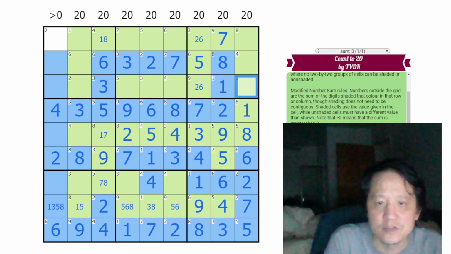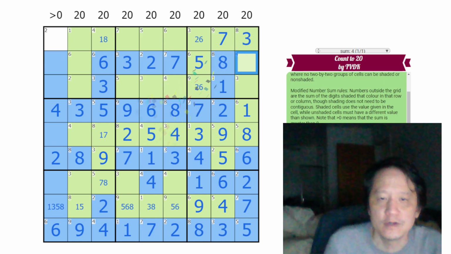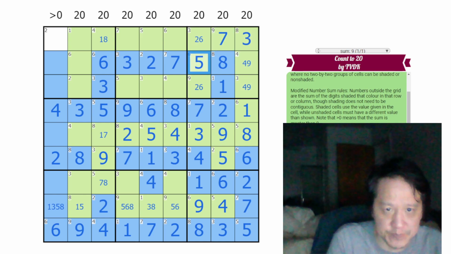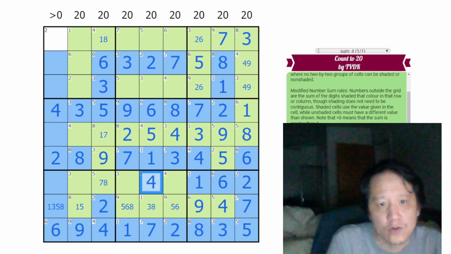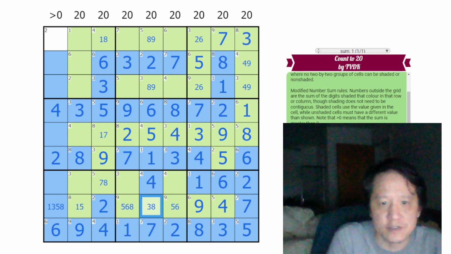This is 3, 4. So this is 3. 3, 4, 9. So this is 4, 9. 3 in the corner. Celebration. 4, 9. Okay. This is 3, 8, and 9. So this is 8 and 9. So this has to be 3.